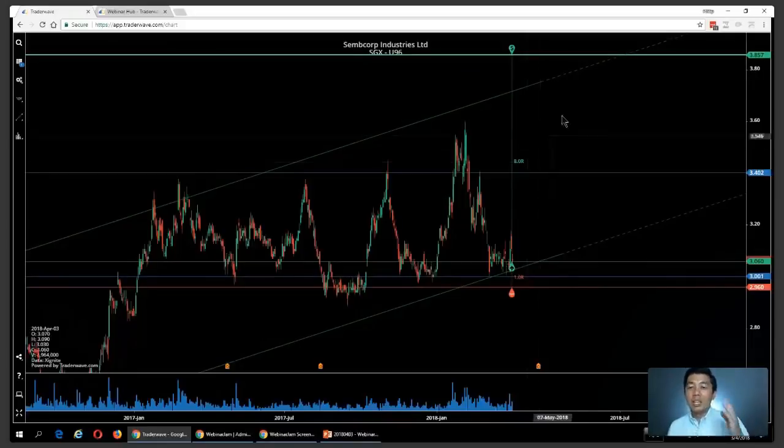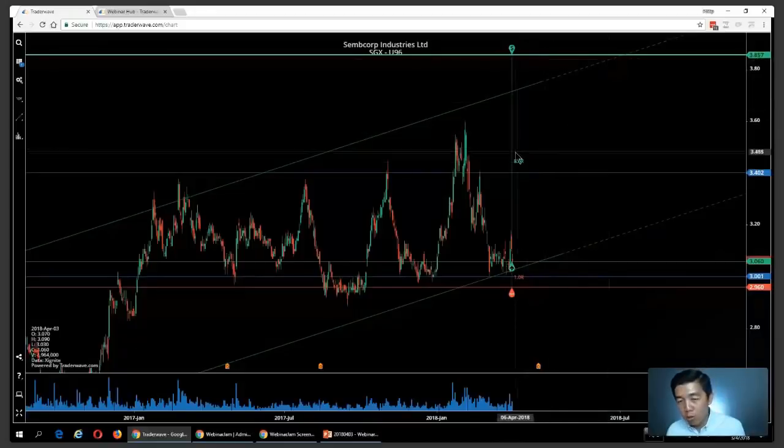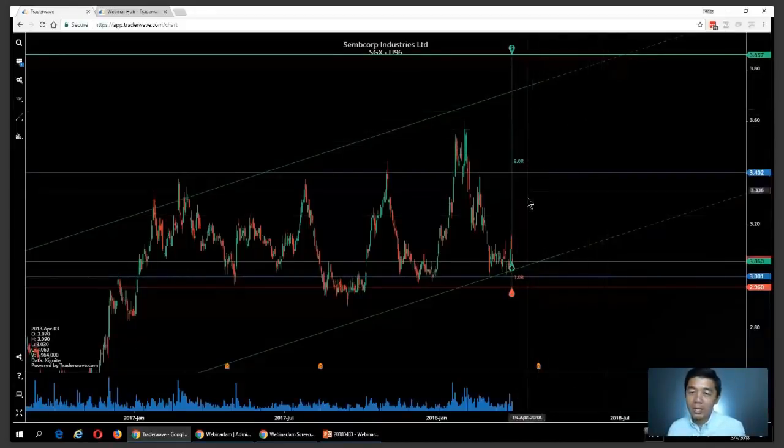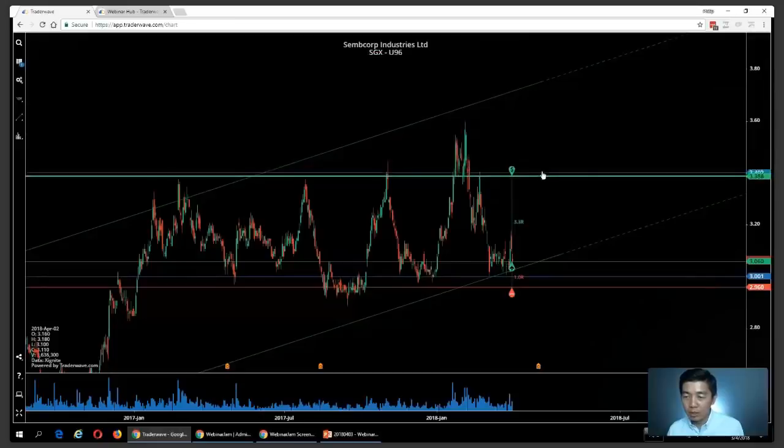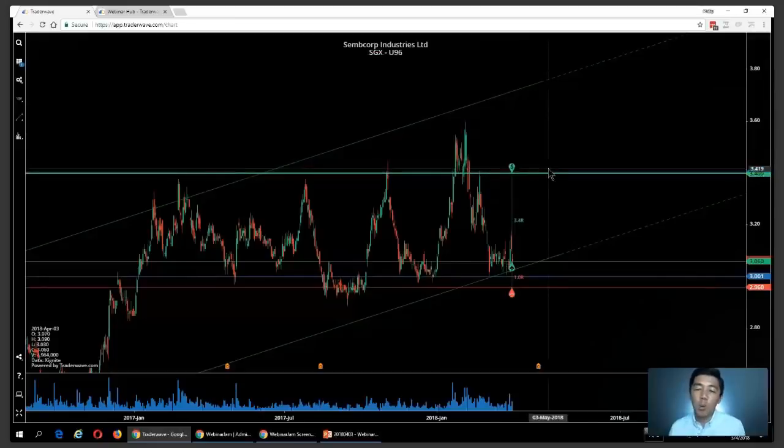Again, if you decide to take at this level, there are pros and cons to it. The pro is that you have a very good reward to risk ratio. The downside is that the probability of it going all the way up to here will obviously be lesser compared to if you just set it at 340. So again, which one are you willing to live with?